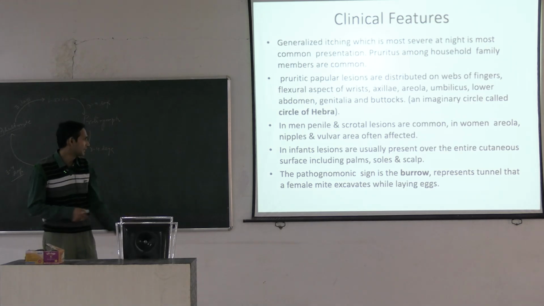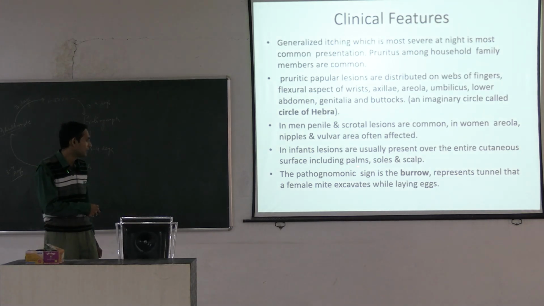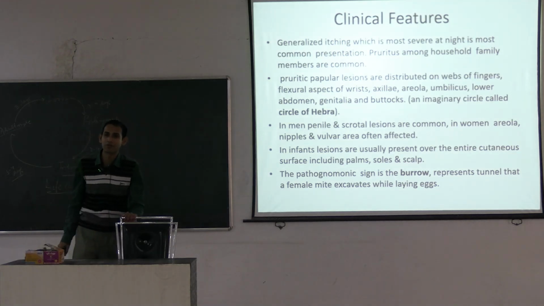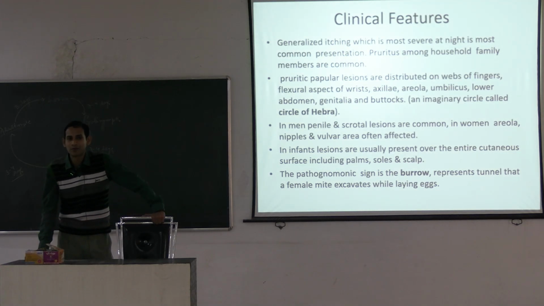The most important thing is that with infant the lesion usually present over the entire cutaneous surface area including the palm, sole and the scalp. But in case of the infant, what is the age of the infant? Infant কাকে বলবো? Less than 1 year, below 1 year.